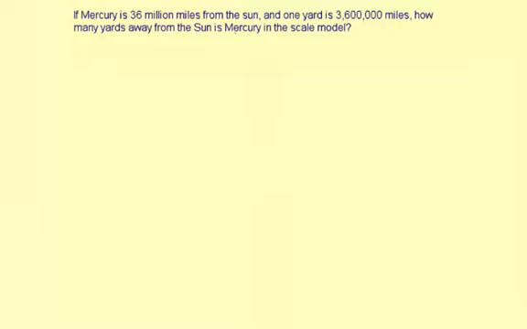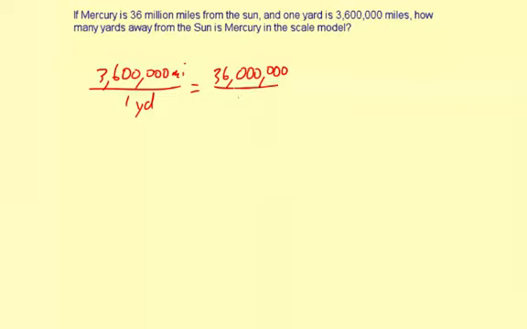So let's go ahead and figure out how many yards away Mercury would be from the Sun in the scale model. Let me write out the scale factor. It's 3,600,000 miles per 1 yard equals, and we want to know 36 million miles to x yards. So here's our proportion. And we're comparing miles to yards, so the units look good.